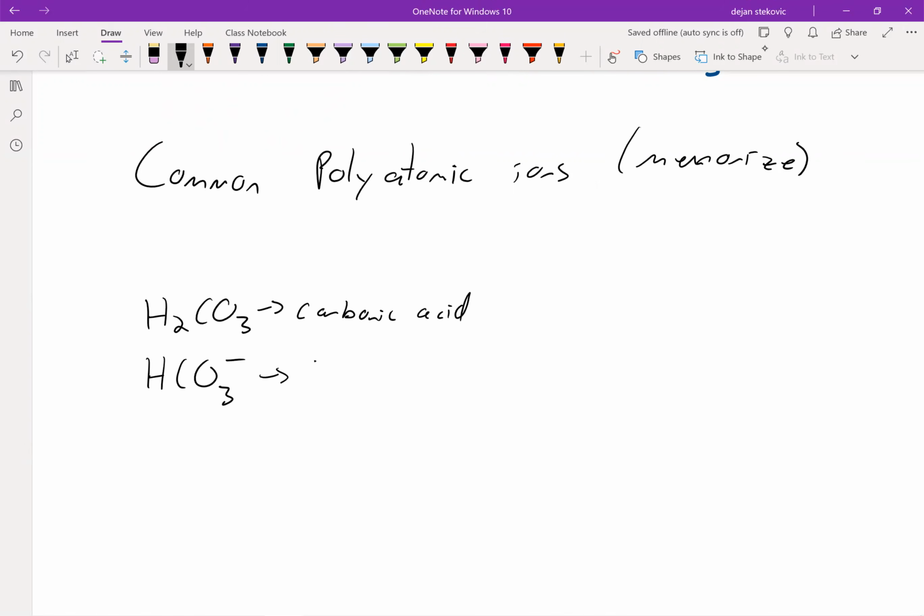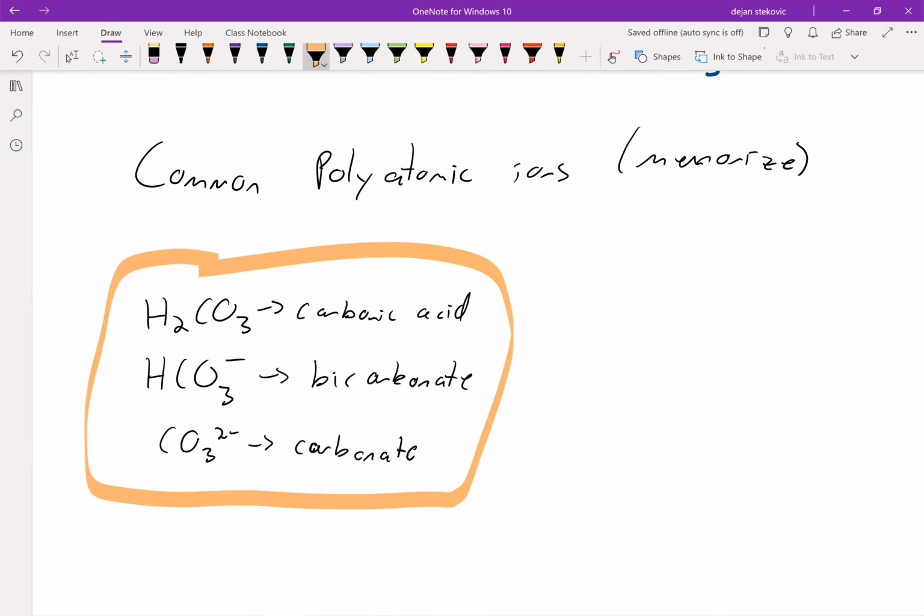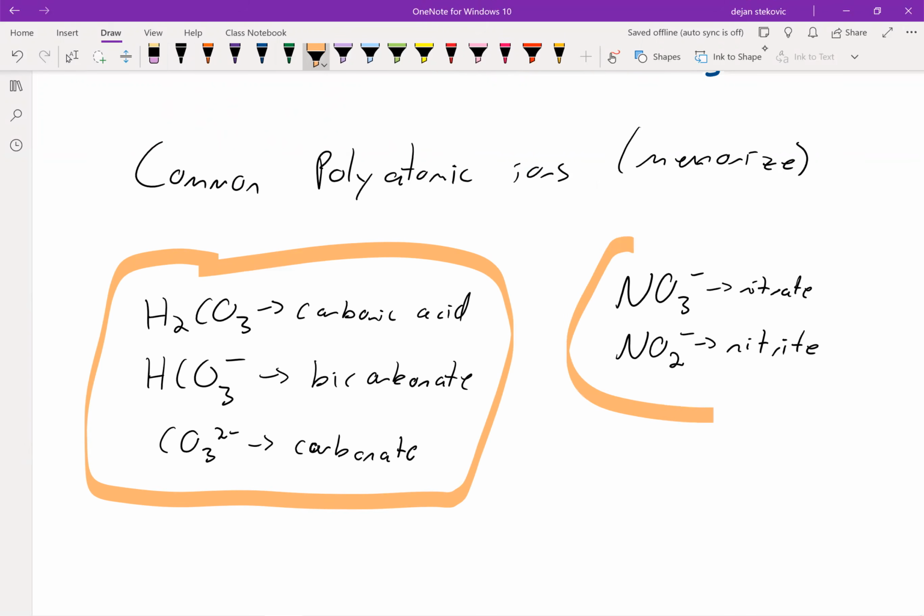HCO3 minus is called bicarbonate. CO3 2 minus is just carbonate. So there's our first series, the CO series, if you will. Next up, we have NO3 minus is nitrate. NO2 minus is nitrite. So there's another series. And this will be a common theme when we have the polyatomic ion with more oxygen.